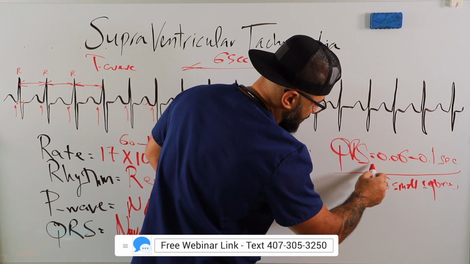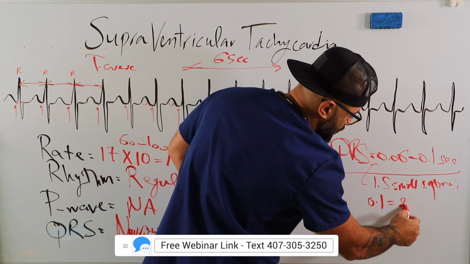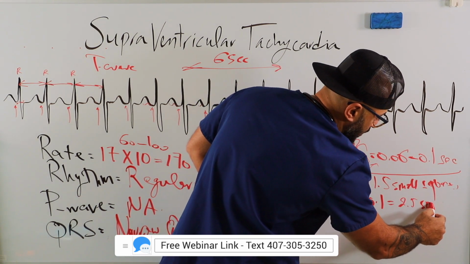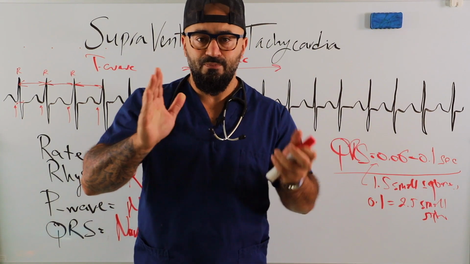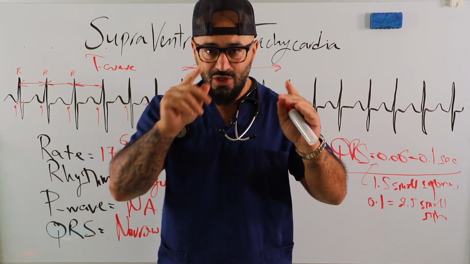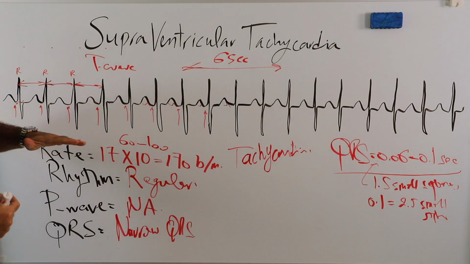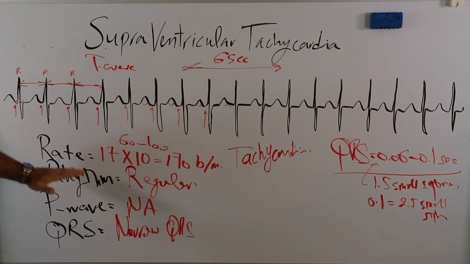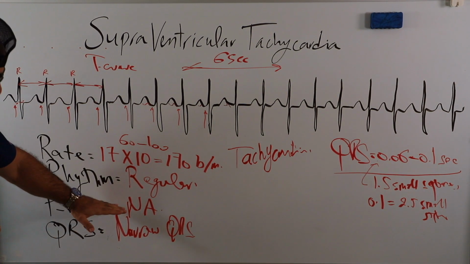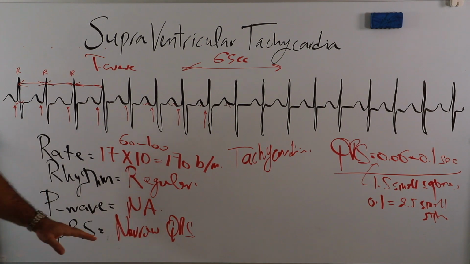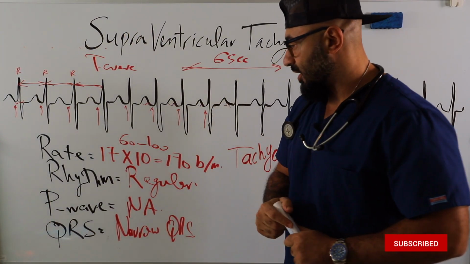And 0.1 is actually 2.5 small squares, right? So if you look on an ECG strip, you're going to see small squares, large squares, and the lines, so you just count them, all right? So now, when I have those criteria, it's 170, regular, and there's no P wave, and it's a narrow QRS. What do I call this? I call this supraventricular tachycardia.